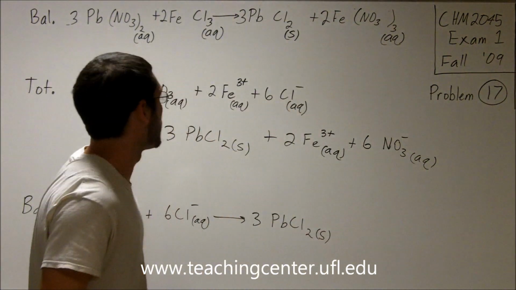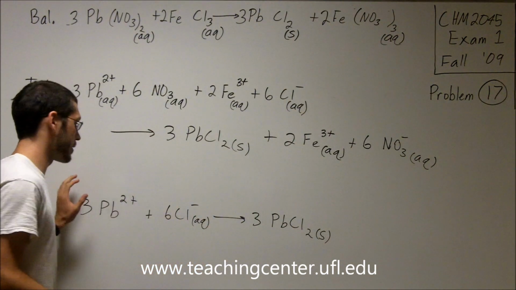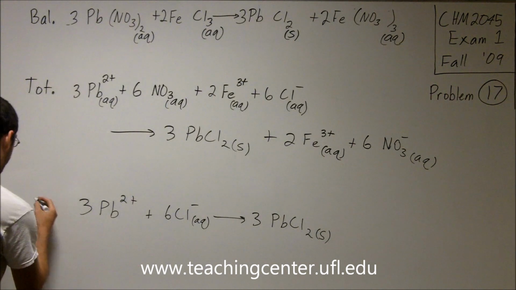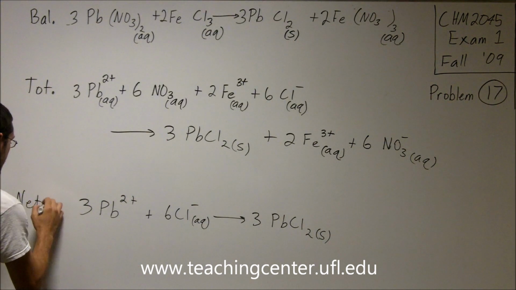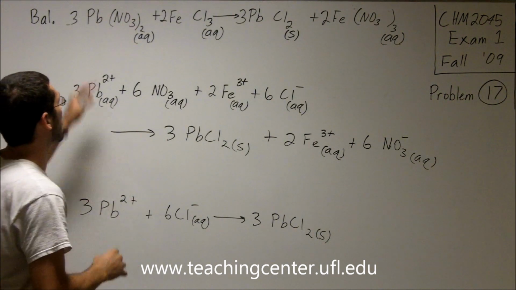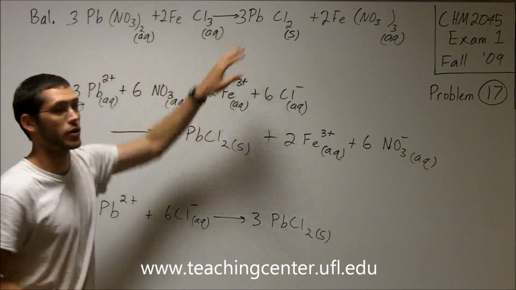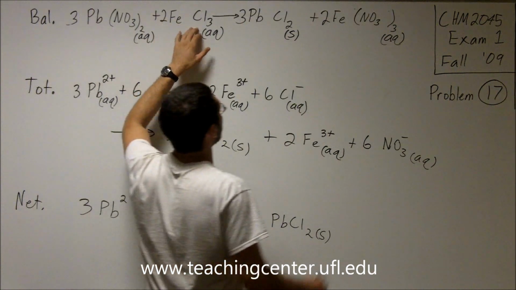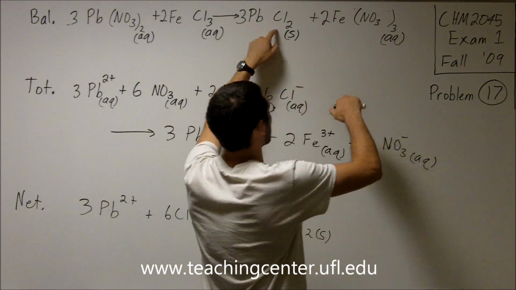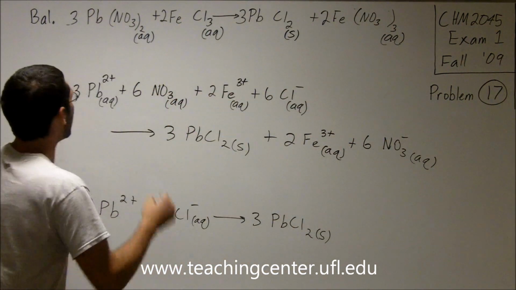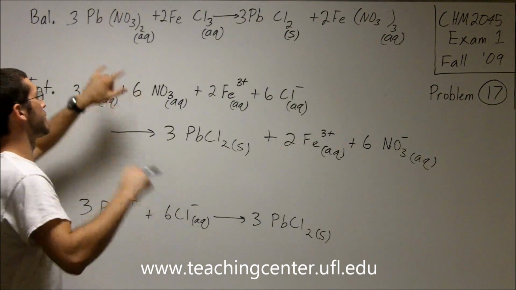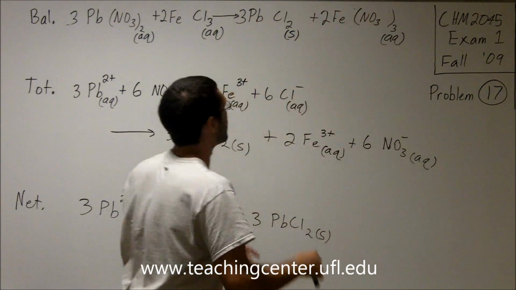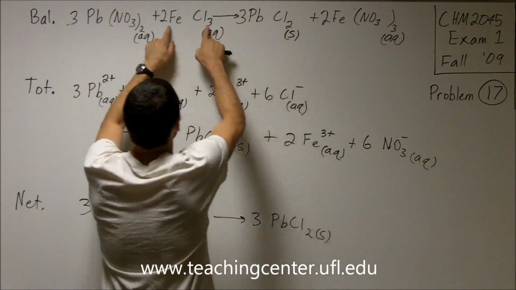Right, there are three steps to finding a net ionic equation. So the first thing is to find out who the players are in the reaction. So we have that lead nitrate, the iron chloride, giving us some sort of lead chloride solid. Now I've already balanced this equation, and I've balanced each individual molecule, meaning I've put the subscripts down here.